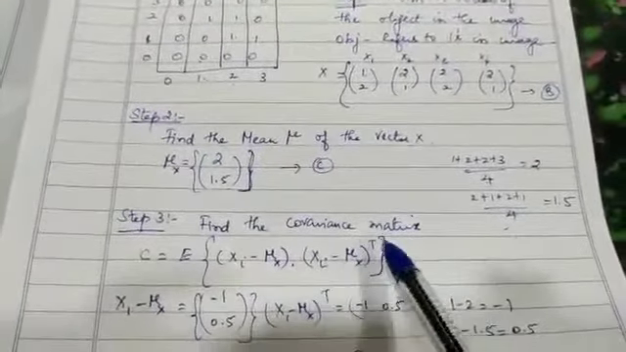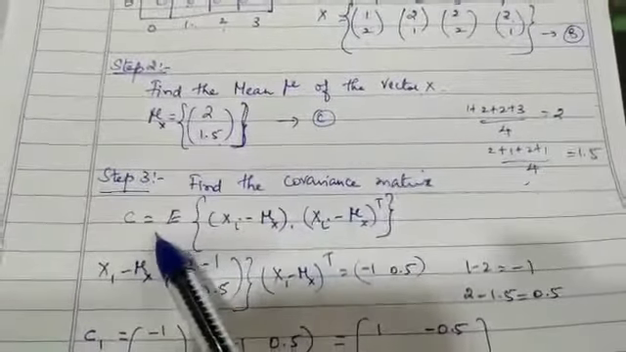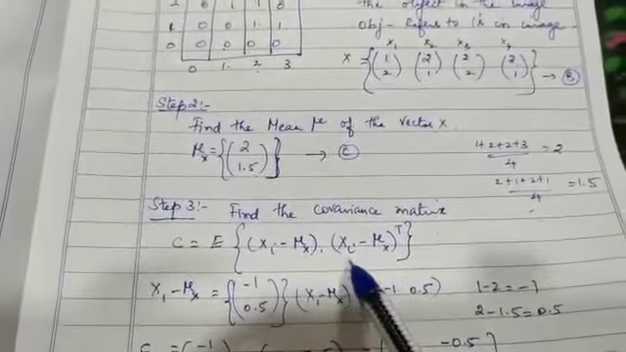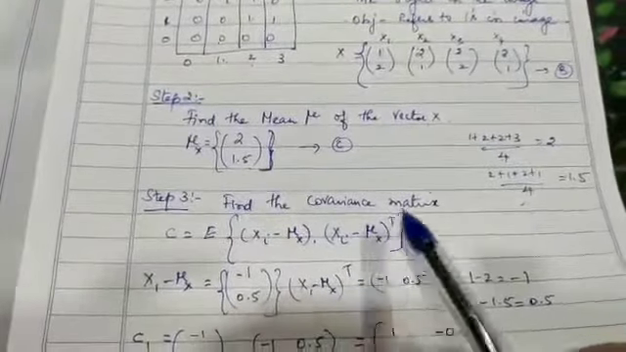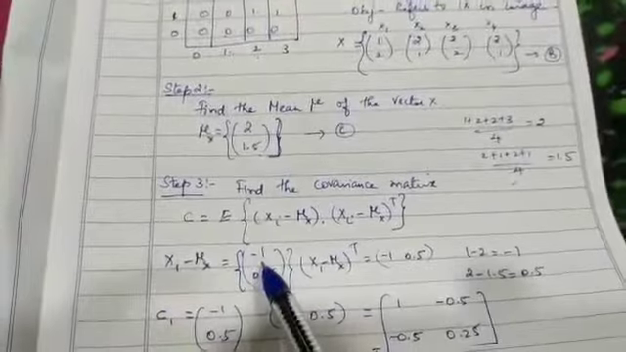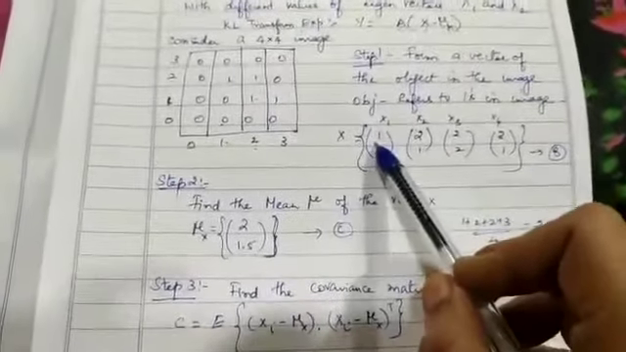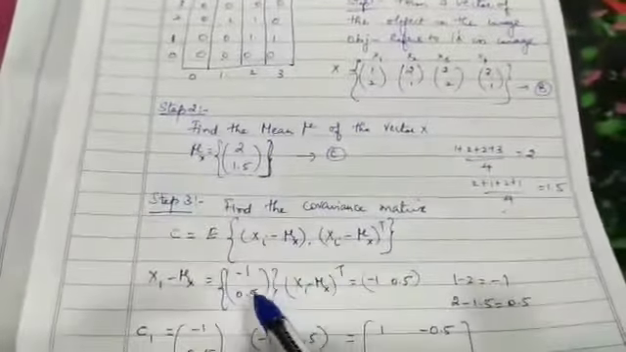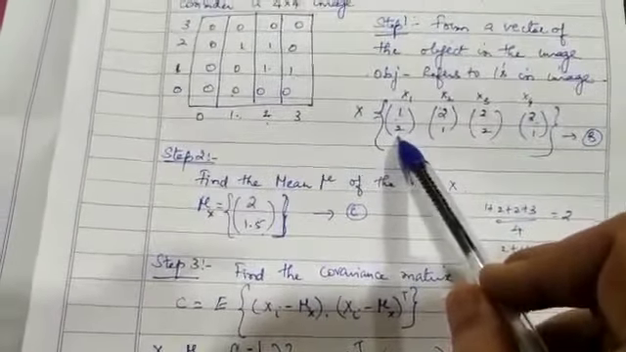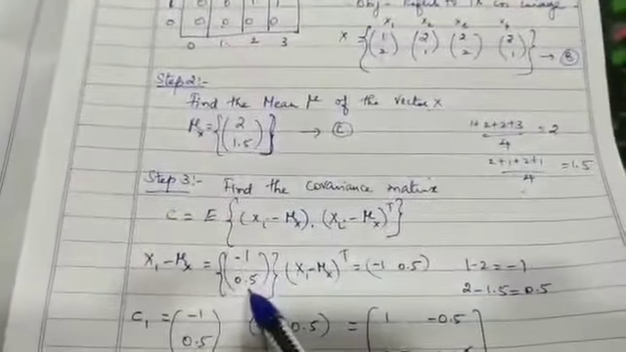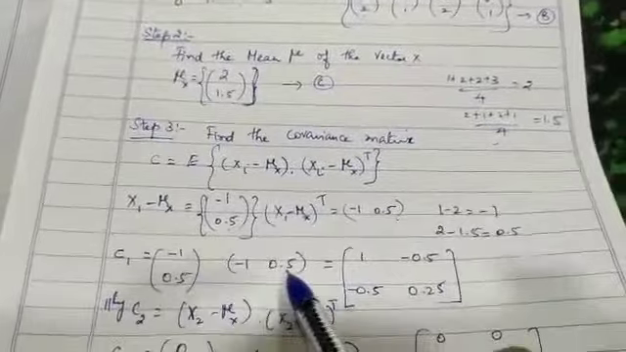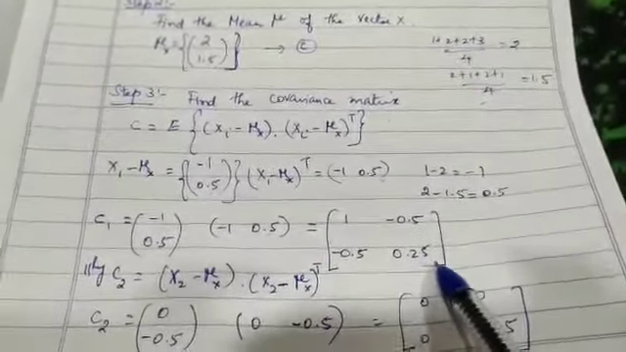Step number 3, find the covariance matrix. What do you mean by the covariance matrix? It is the expected value of x minus mu x into its own transpose. So first, to find x minus mu x, it is 1 minus 2, that is minus 1. And next the x value 2 minus 1.5, it is 0.5. And the same transpose of it.